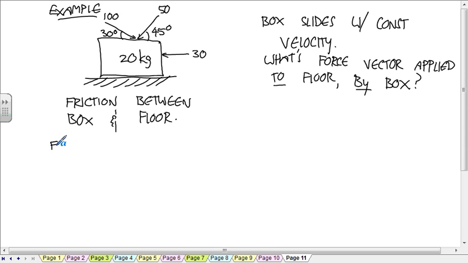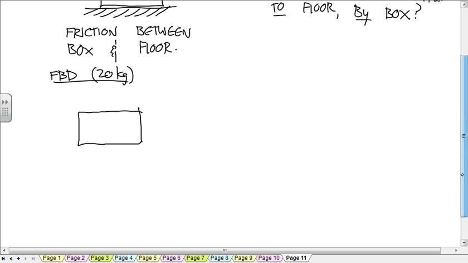So in the end, we're going to calculate a force on the box by the floor and then use Newton's third law to figure out the force on the floor by the box. So, free body diagram of the 20 kilogram box. So there's the outline. There is a weight of 196.2.